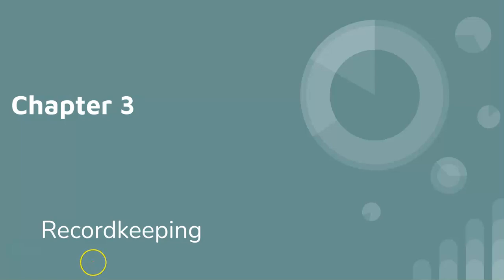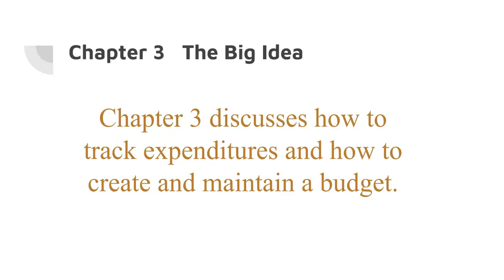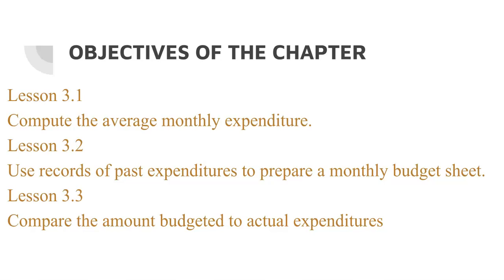Okay, this is chapter 3, which is about record keeping. And in chapter 3, the big idea is to discuss how to track expenditures and how to create and maintain a budget. We have 3 objectives for this chapter.